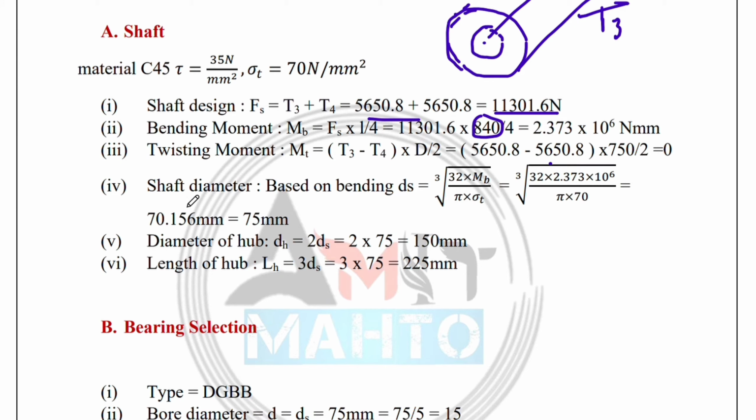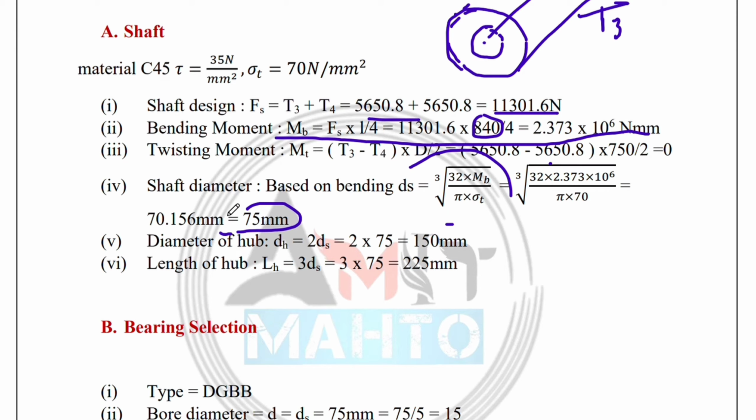Next we find the shaft diameter based on bending stress. This will be the formula: cube root of 32 into bending moment upon pi into sigma t. Here the bending moment we get from over here, which is 2.373 into 10 raised to 6, and sigma t will be 70 Newton per mm square. Put all the values, you will get the shaft diameter, which will be 75 mm.